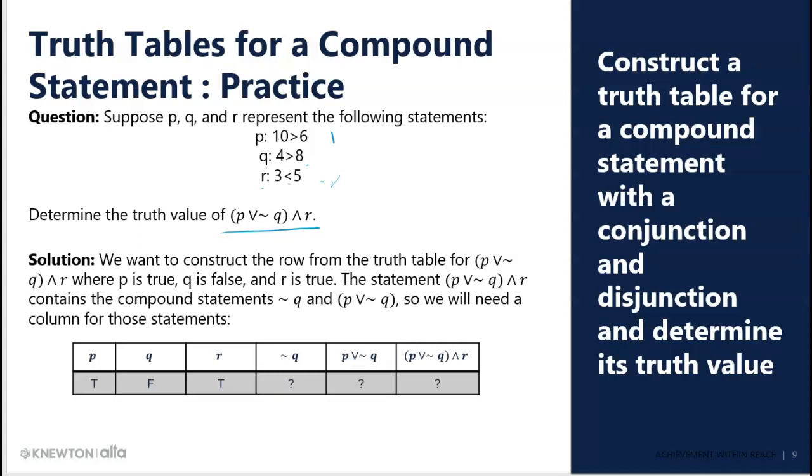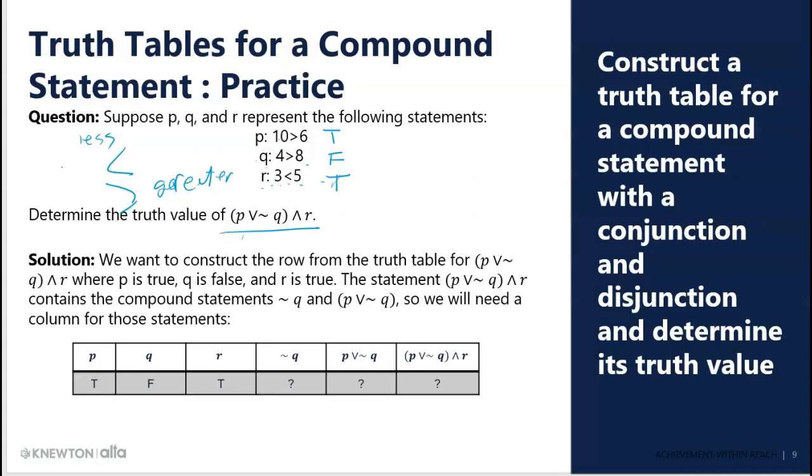Is 10 greater than 6? Yes, that's true. 4 greater than 8? Nope, that's false. 3 less than 5. Remember, this symbol points to the smaller one, so this is a less than. Left is less than right. And this is left is greater than right, just to remind you. 3 less than 5, that's true. So on a number line, 3 is to the left of 5. So if you drew a number line, you should be pointing to the number on the left. That's why Q is false. 8 is to the right of 4.